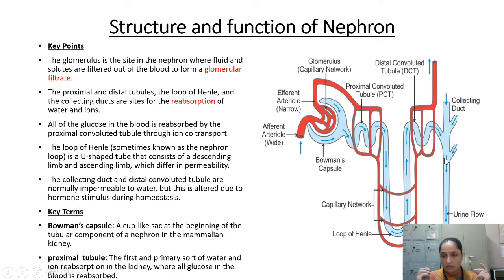So once again we'll repeat. First, ultrafiltration happening in the glomerulus. Whatever the glomerular filtrate is there, it will come to the Bowman capsule. So this process is ultrafiltration. Whatever useful substances came into the PCT, the loop of Henle and DCT, that substance needs to be taken back.